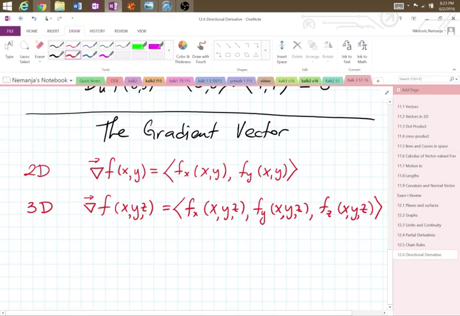4, 5, 6, whatever. It doesn't matter, because you just keep adding at the end, whatever variables.